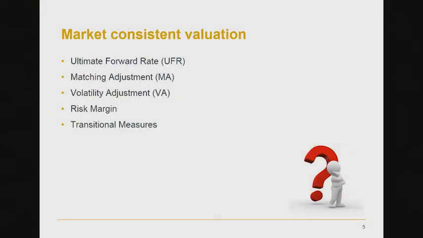Next item is a matching adjustment, which is an addition to the risk-free yield curve, and it can be applied to portfolios of liabilities and matching assets subject to very stringent conditions. At the start of 2016, this was being used only in two countries, 15 insurers in Spain and 23 in the UK, where it is applied to portfolios of annuities. And Michelle is going to say more about the matching adjustment later.